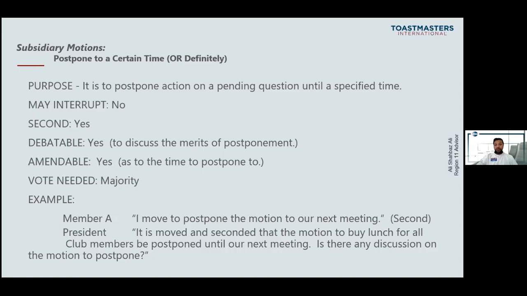So you see, the president can just give this statement because it's very important, as we learned in previous series. The president must repeat the motion to make it officially presented to the House. It is moved and seconded that the motion to buy lunch for all club members be postponed until our next meeting. Is there any discussion on the motion to postpone?